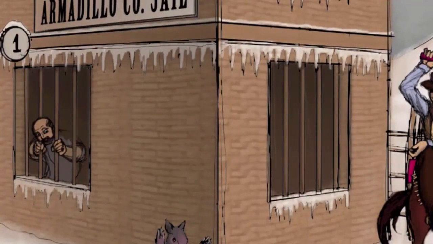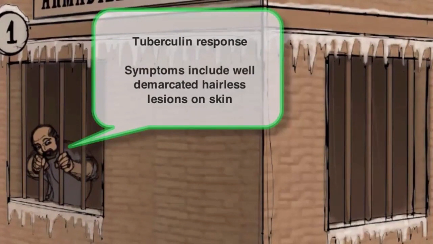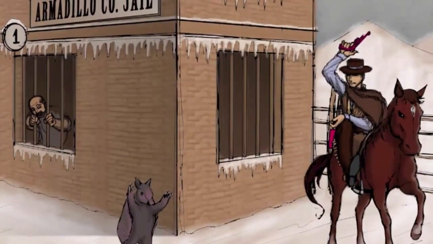And the main symptom you'll see in this type of leprosy is this well-demarcated, hairless, hypoaesthetic skin plaque. And to portray this, we've given our prisoner a well-demarcated bald spot on the top of his head. But just remember, this can occur anywhere around the body, not just on the scalp. Obviously, not all bald people have leprosy, so what other clinical findings will clue us into an infection?